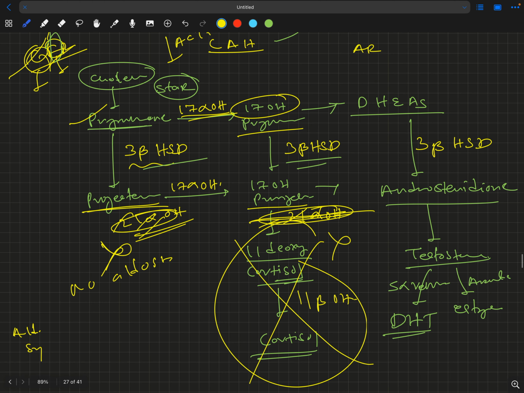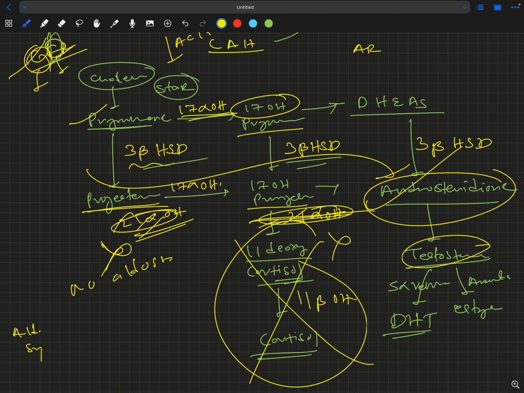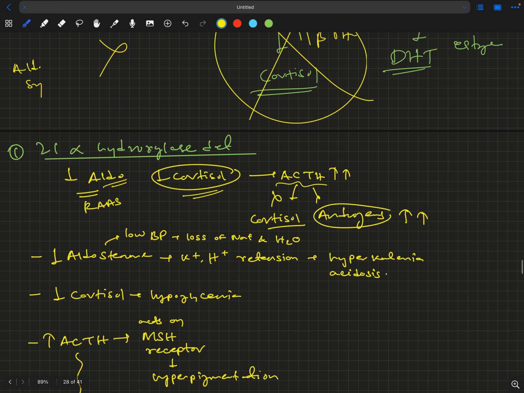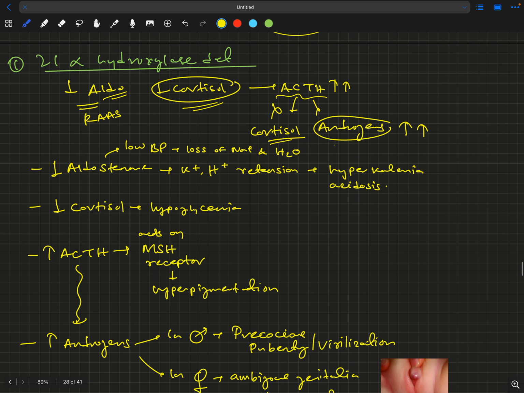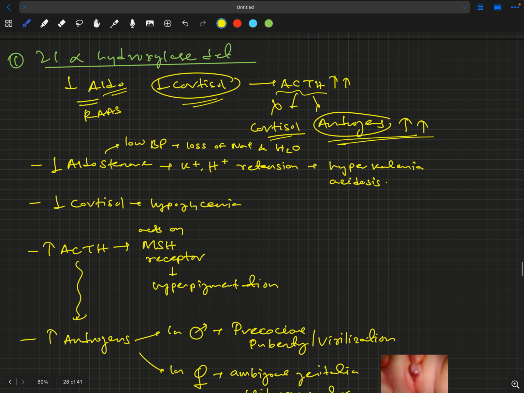But what will be produced? Androstenedione or testosterone, these sex steroids or androgens, will be produced more, as the pathway is shunted or diverted to that side. No aldosterone, no cortisol, but more synthesis of androgens. So this is what happens here.